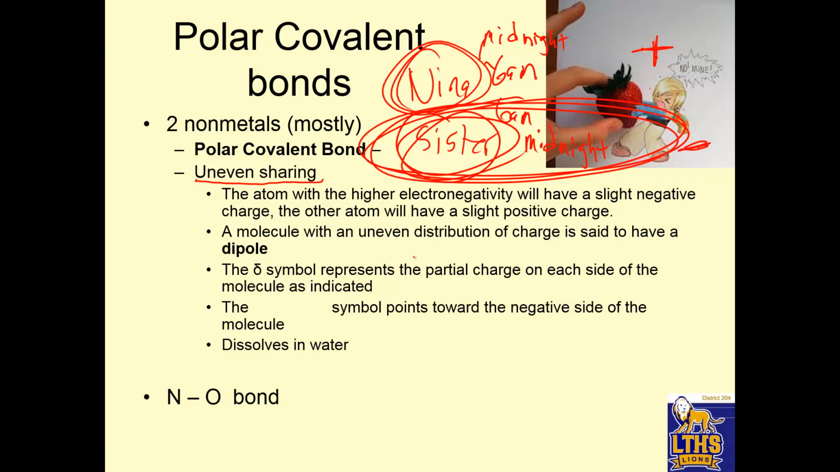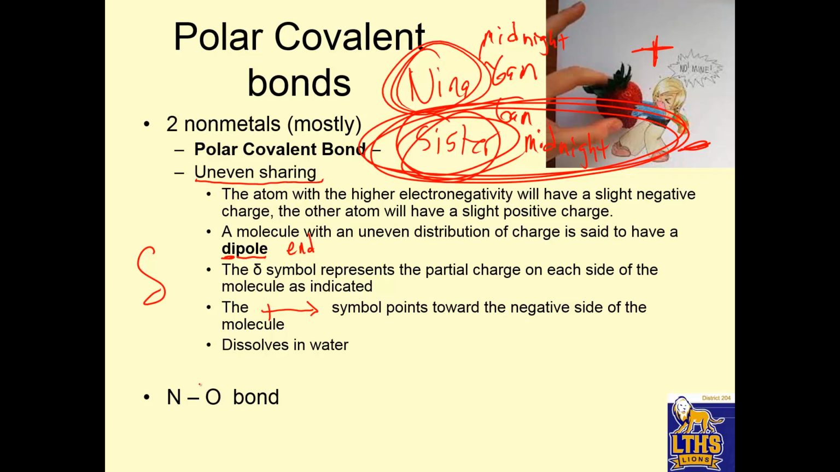A molecule with an uneven distribution of charge is said to have a dipole. Di means 2, pole means end. The delta symbol represents the partial charge on each side of the molecule. The arrow symbol with a plus tail points towards the negative side of the molecule. Polar covalent bonds dissolve in water.